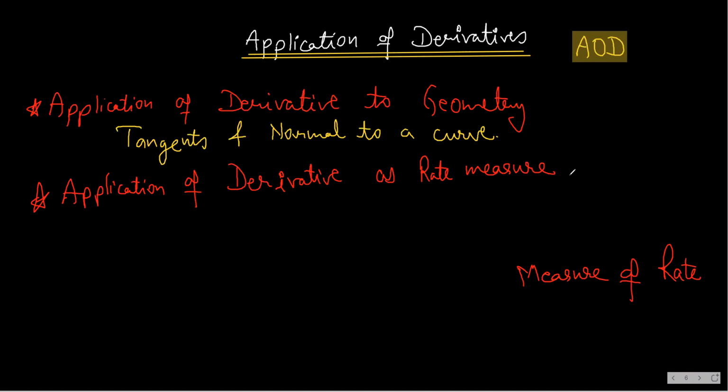Some students write rate measurer. It is one and the same thing, rate measure or rate measurer. You have to understand that you are going to apply the concept of derivative to calculate the rate, to calculate the rate of change of something. Okay. This is application of derivative as rate measure.